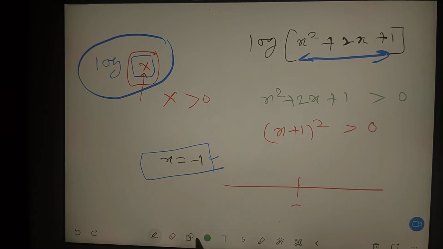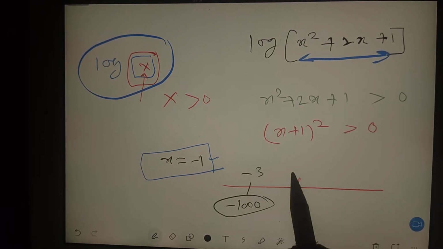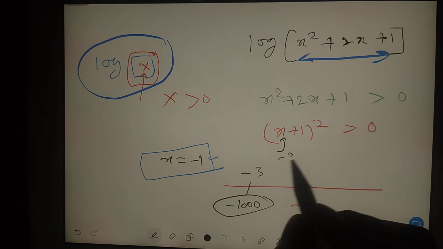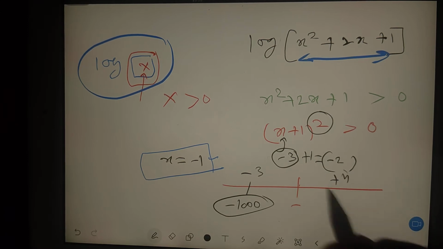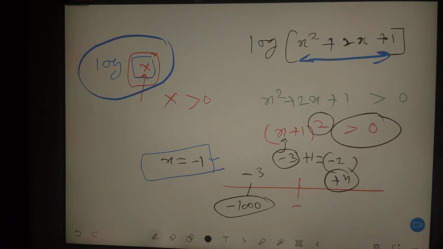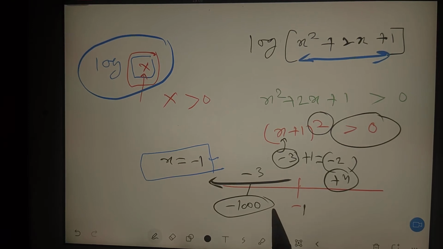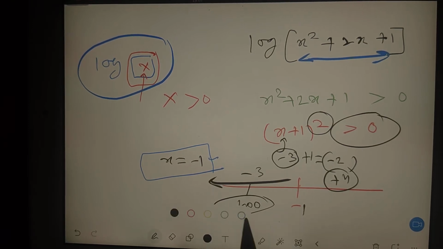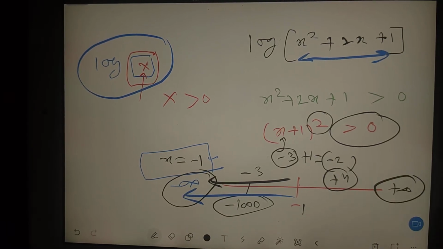Okay, let's understand this part. So I am choosing any number here. Suppose I choose minus 1000. You can choose any number, feel free. You can choose minus 3 also. So substitute minus 3 here. What are you getting? Minus 3 plus 1, you are getting minus 2, but because of the whole square it becomes plus 4. So plus 4 is more than 0. Yes, it's correct. It means below minus 1 I can choose any value. Below minus 1, till where will you go? You will go till minus infinity, but always remember, minus infinity and plus infinity we never include.